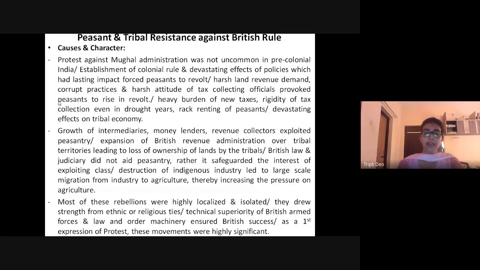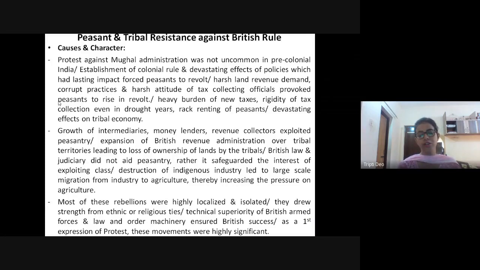British law, British forest policies, and its judiciary did not aid peasantry or tribals. Rather, it safeguarded the interest of the exploiting class. And when I'm saying exploiting class here, I mean these intermediaries, these zamindars, these money lenders, these revenue collectors, the state itself. So these people were getting strengthened. Inko jo hai himmat mil rahi thi. Aur jo pis rahe the, wo the peasants or tribals.